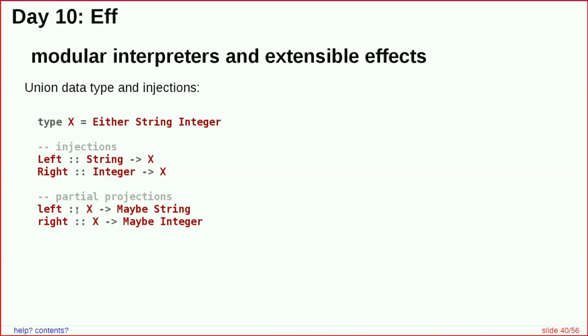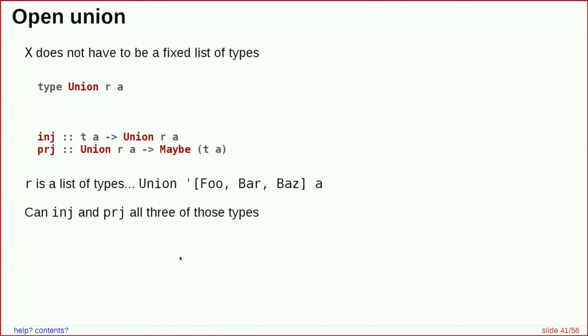Okay, and I can project out. If you give me an x, maybe I can give you back a string. If you give me an x, maybe I can give you back an integer. Okay, so you can sort of forget this constructor here. Just pretend that you've got this opaque type x that you can inject strings and integers into and maybe get them back out again. Okay. But using advanced type level technology, you can make these open unions that you don't have to specify in your data type ahead of time what those possible member types can be.